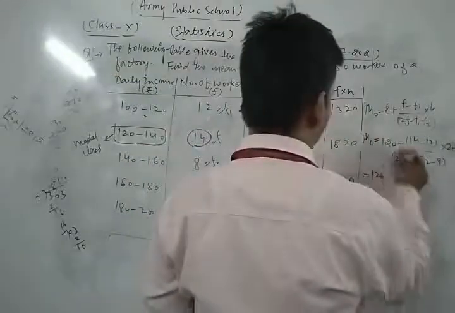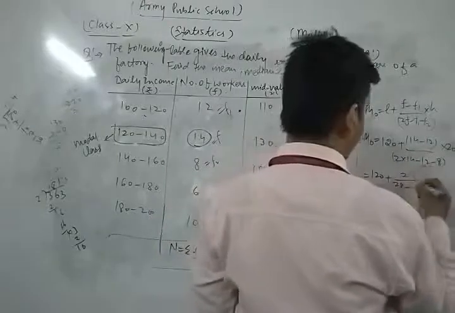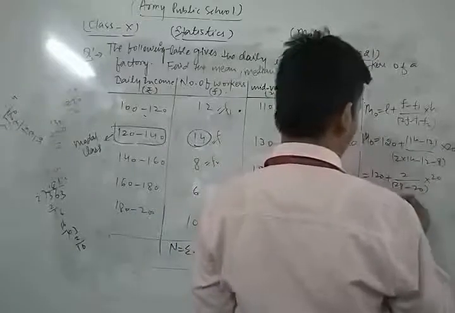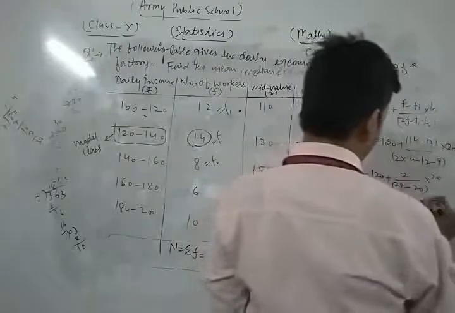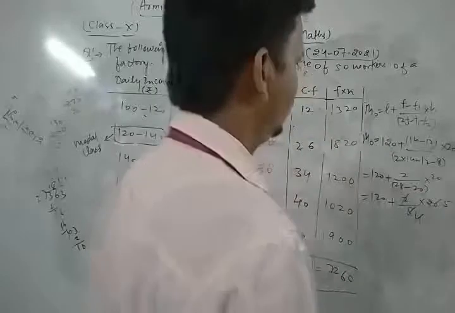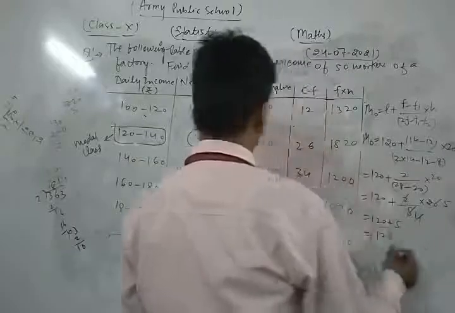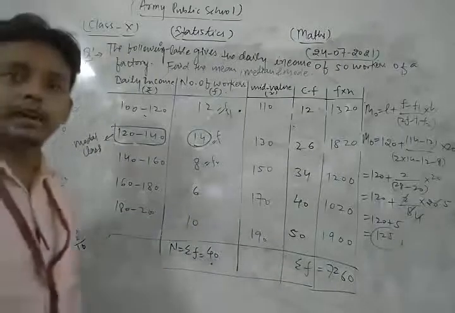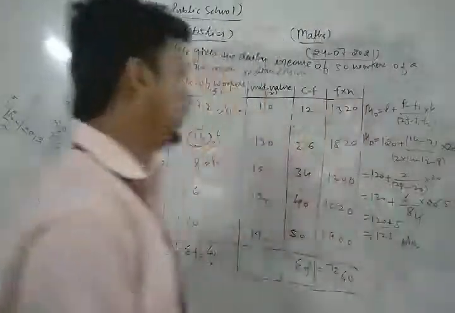Now we simplify them. 120 plus 2 upon 28 minus 20, into 20. 28 minus 20 is 8, into 20. 2 4s are 8, 4 5s are 20. So 120 plus 5, that is 125. So 125 is the mode of the given data. This is the required answer.